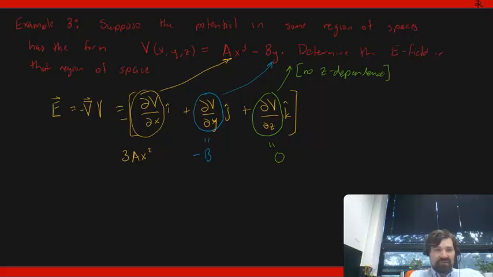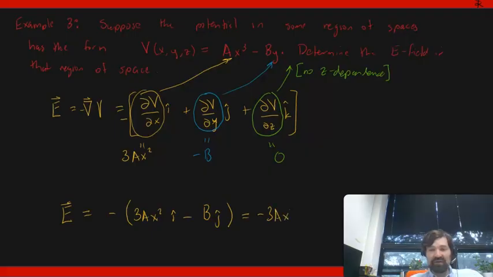So now put those three things together, and what you end up getting is that the E field in this region of space is negative 3ax squared i hat minus b j hat. And you don't really need to put the k hat because it's 0 k hat. If you'd rather distribute the negative, you could just say minus 3ax squared i hat plus b j hat. And there you have it. Very straightforward, I hope.